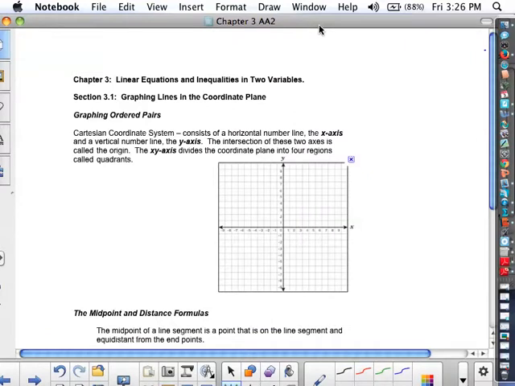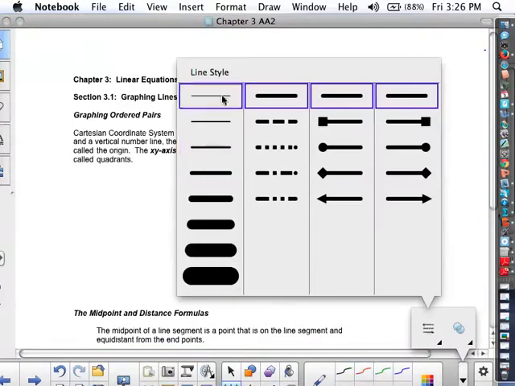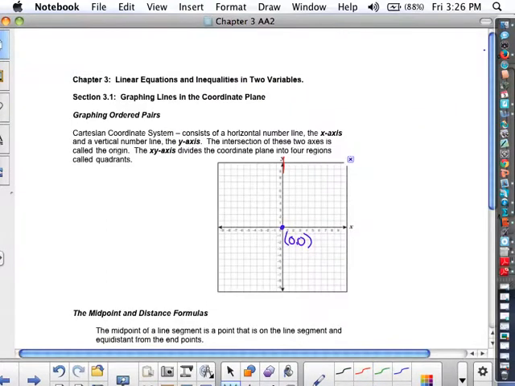Okay. Everyone knows about the coordinate plane. You saw that last year in geometry. The Cartesian coordinate system consists of a horizontal line, the x-axis, and a vertical line, the y-axis. The intersection of these two axes is called the origin. We know the ordered pair there is 0, 0. Then the x and y axes divide the coordinate plane into 4 regions. And we call those regions quadrants.